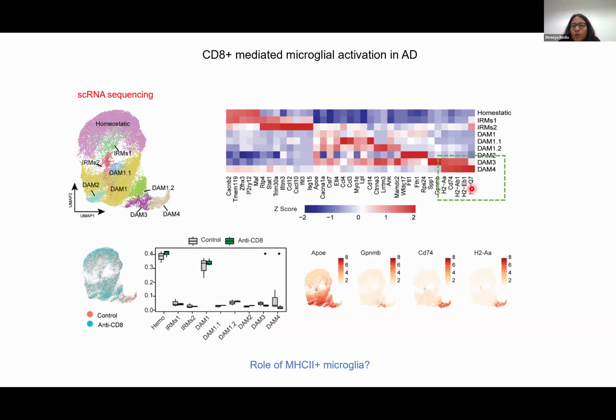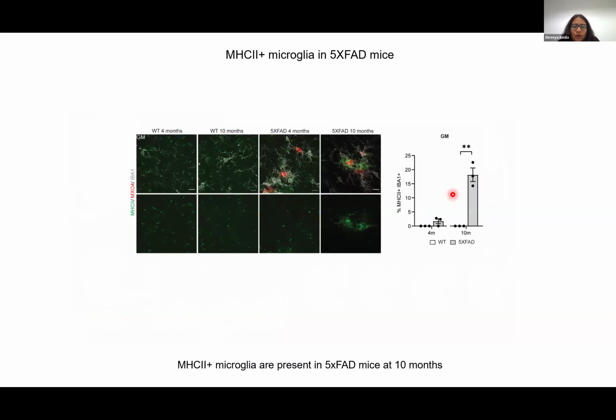These clusters are known to express genes such as H2-Aa and CD74, all of which are MHC2 markers. We next wanted to see what exactly is this population, what is it doing, and can it induce myelin damage? To answer this, I first started by staining for MHC2 microglia in wild-type and 5XFAD animals at two different time points, 4 and 10 months.